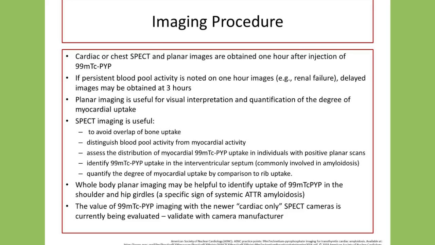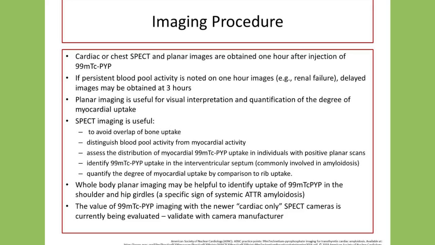SPECT imaging is seen to be most useful to help avoid overlap of bone uptake, to distinguish blood pool activity from myocardial activity, and for assessment of the distribution in individuals with positive planar studies, so as to determine exactly where it is located, whether throughout the entire myocardium or just certain walls. It also helps identify any uptake in the interventricular septum and helps quantify the degree of myocardial uptake in comparison to rib uptake.